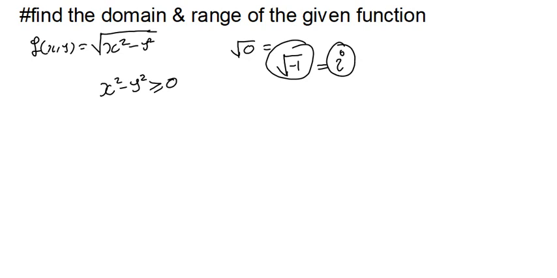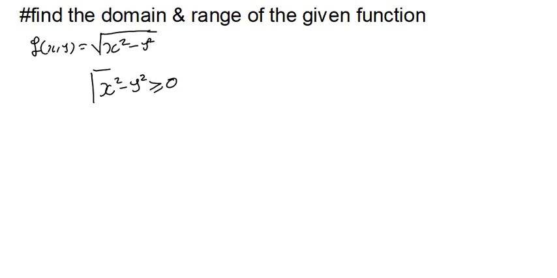Simply equals to i, and we don't really want to work with complex numbers for now. So here we are saying it should be greater than 0, meaning starting from 0 going above, we're okay. So this gives us the what? This gives us the domain.